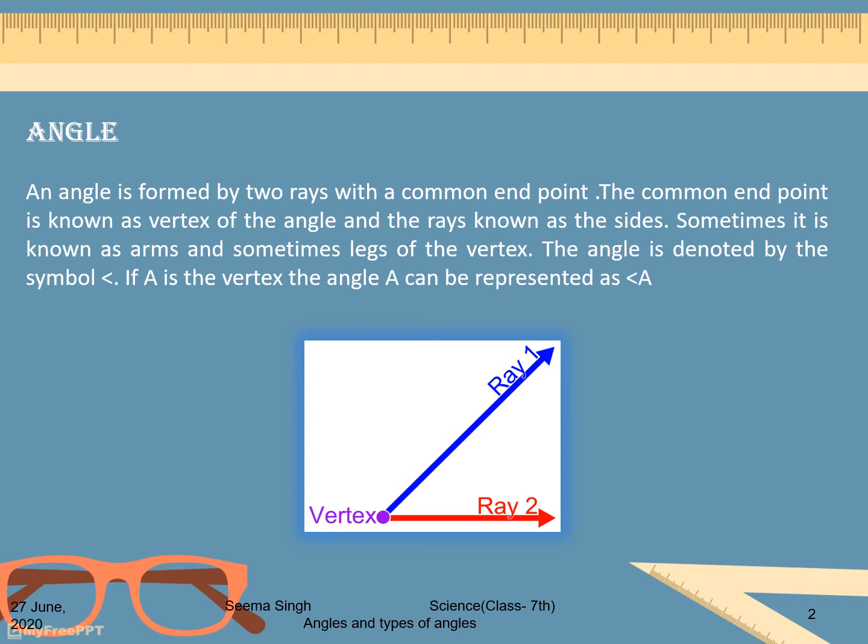So the angle is denoted by the symbol given in the image, formed by the two rays. And if we need to denote the angle A, we use that symbol against the angle we want to represent.